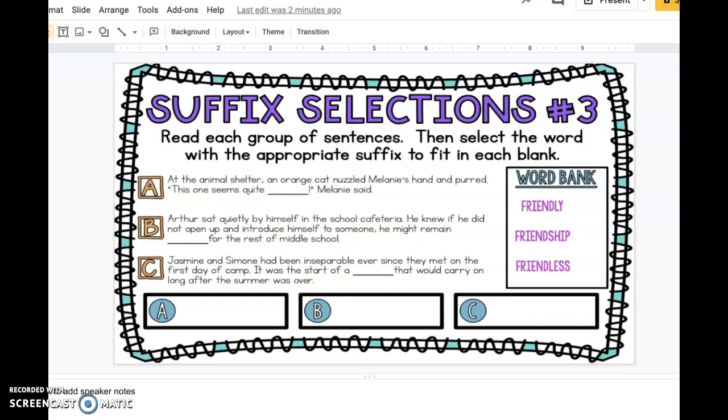All right, let's move on to an activity. So here we have: find each group of sentences, then select the word with the appropriate suffix to fit in each blank.